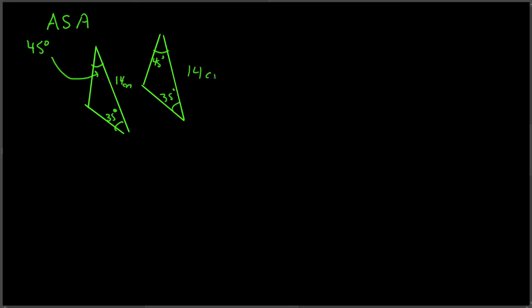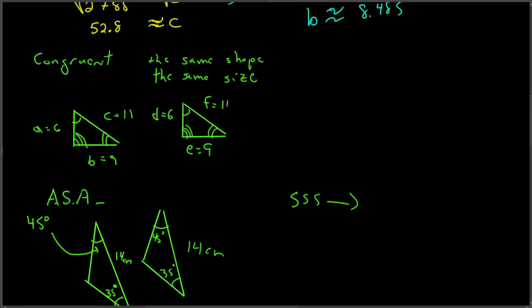I have angles that are the same, and the side in between the angles is the same. Angle, side, angle. And so these are congruent because I've trapped the side in between the two angles. And so angle, side, angle is one way that we can find congruent triangles. The other way is if all three sides are equal. Side, side, side. And that's what we had up here.